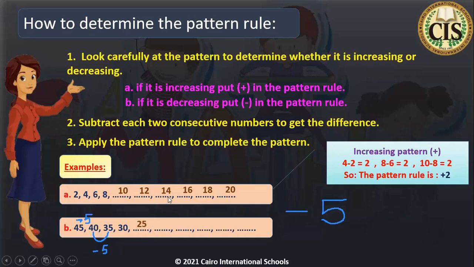The next one, we will subtract from 25 also. 25 minus 5 equals 20. 20 minus 5 equals 15. 15 minus 5, count back by 5 steps. We are subtracting 5 each time, so counting back by 5 steps. Before 15: 14, 13, 12, 11, 10. Great.